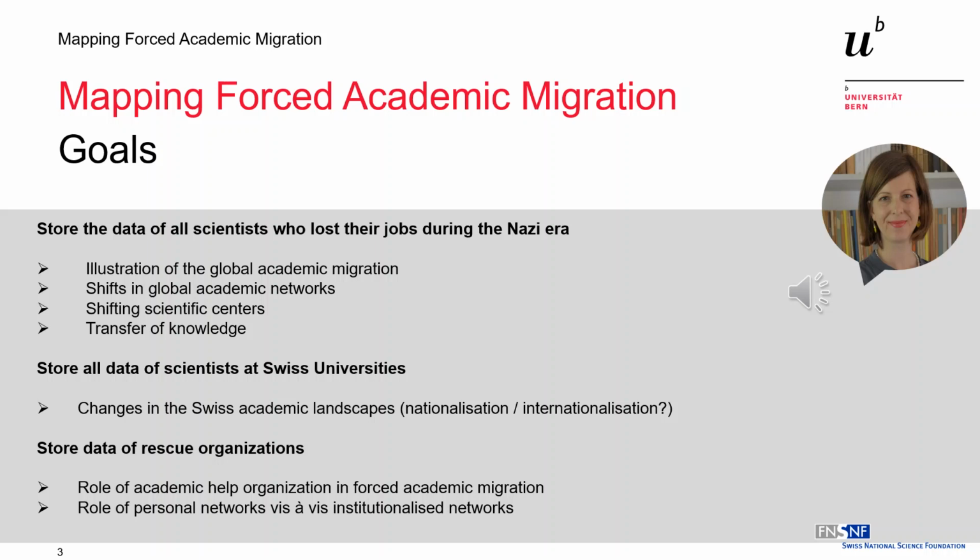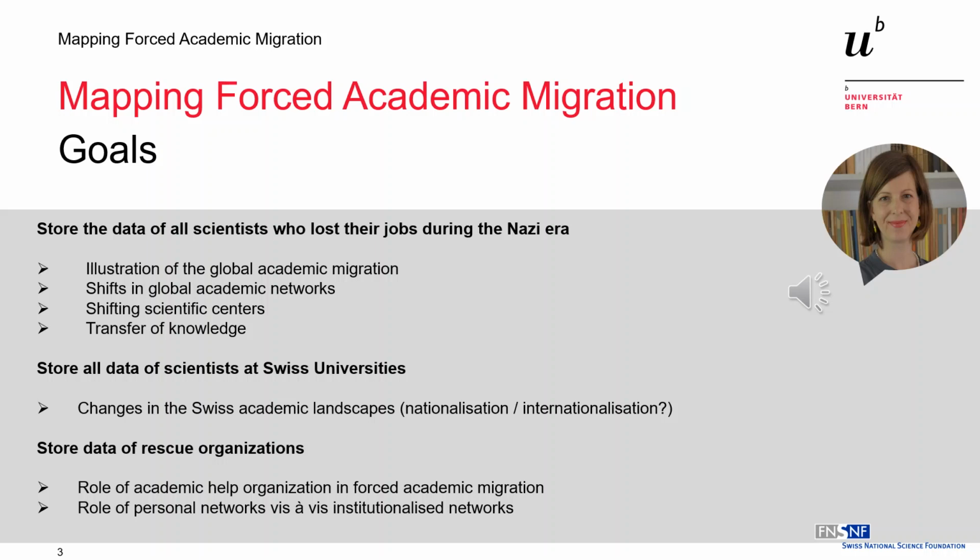So it has to be our long-term goal to store the data of all scientists who lost their jobs during the Nazi era in order to illustrate the global academic migration, but also in order to visualize shifts in global academic networks, shifts in scientific centers, the transfer of knowledge, and also the changes of disciplines.